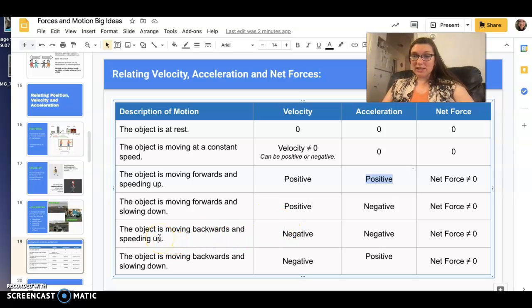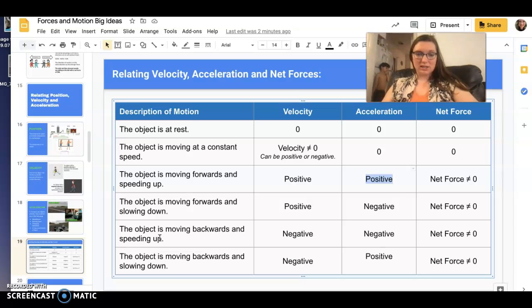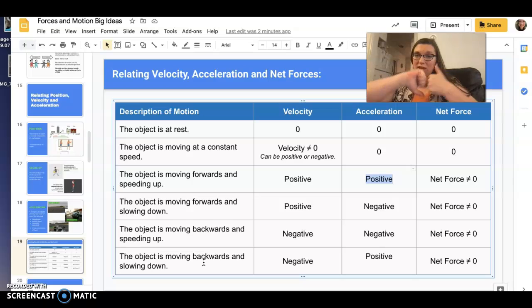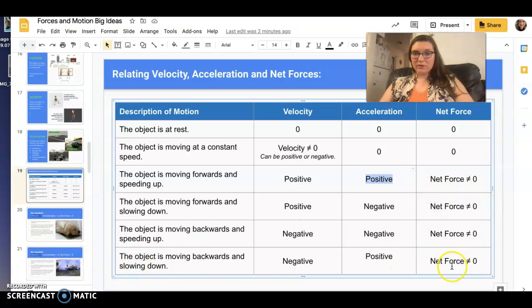So if it's moving backwards and speeding up, that's going to be a negative velocity and a negative acceleration, and that's going to cause it to go faster and faster in the negative direction as it goes. And then an object moving backwards and slowing down is, again, a deceleration. So the velocity is going to be going in one direction, and the acceleration is going in the other direction. Yeah, that's what causes that. And again, all of those have a net force that's not 0, and that's what's causing the acceleration in the first place.